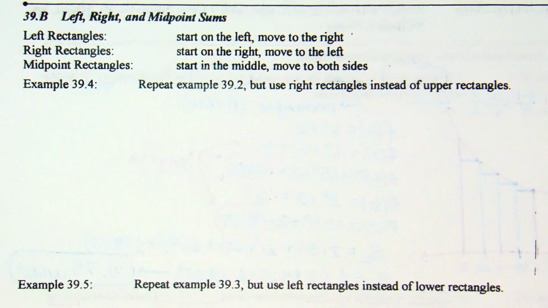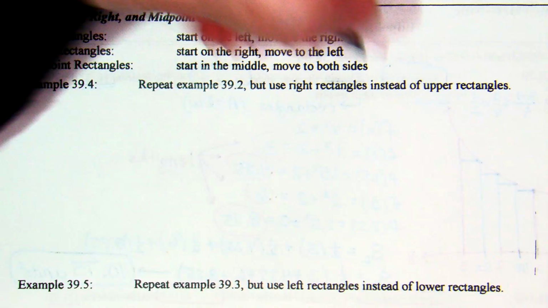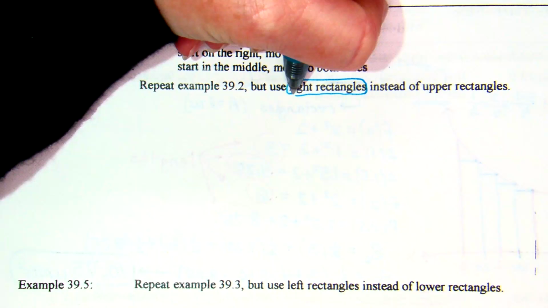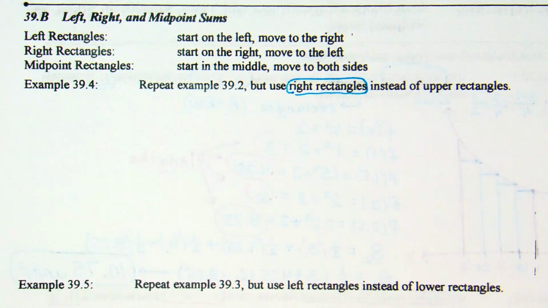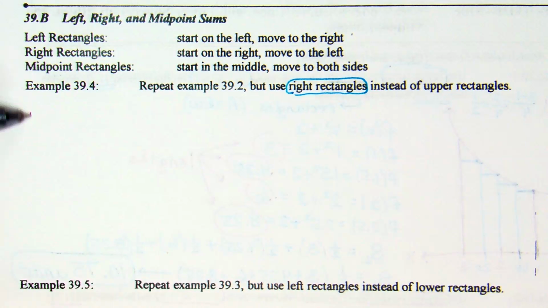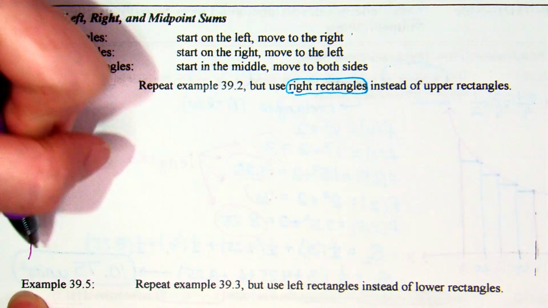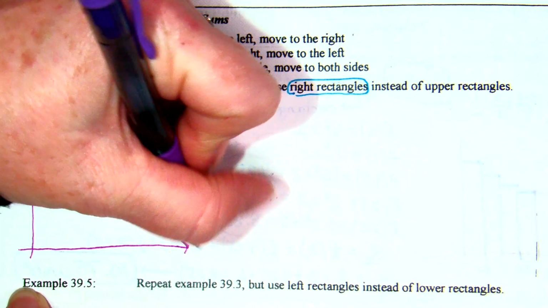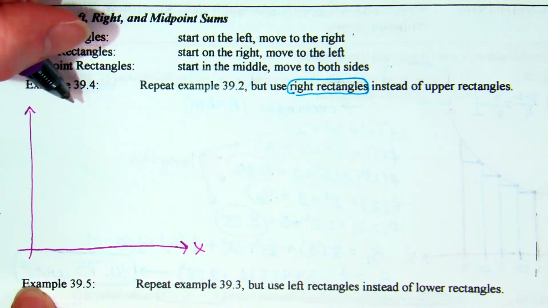Okay. Now, example 4 says repeat example 2, but use right rectangles instead of upper. So I'm going to have to redraw that picture so you have it in your notes. This is the negative x squared plus 9.